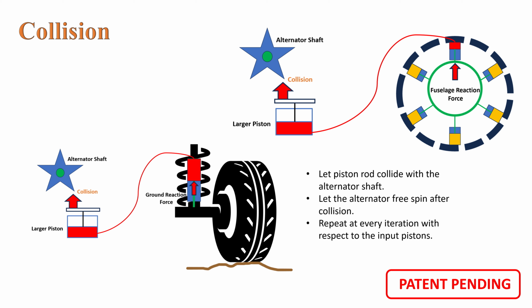The idea is to let the output shaft with amplified force collide with the alternator shaft. Let the alternator free spin without restricting the movement to the output shaft displacement. And repeat at every iteration with respect to the smaller piston position.